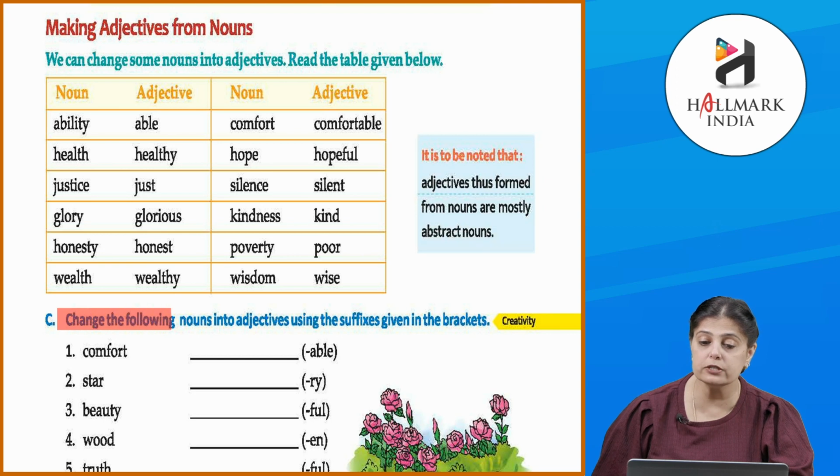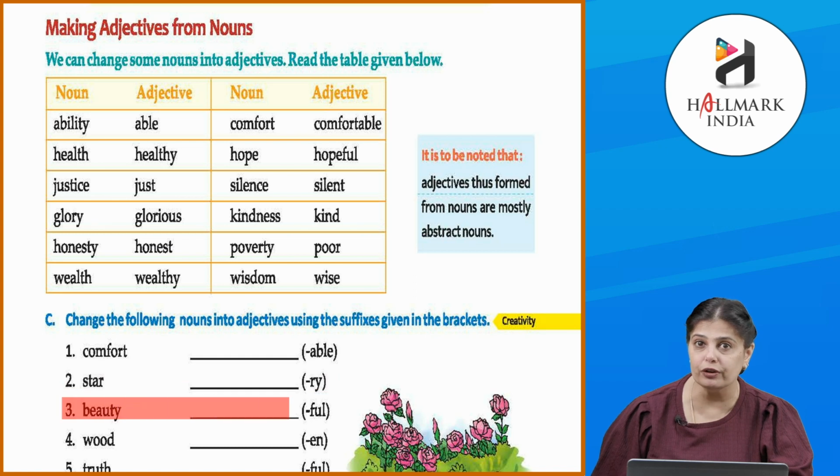Change the following nouns into adjectives using the suffixes given in the brackets. This will help you in your creativity. Okay? So for example, comfort, here able is written, you have got a hint, a suffix. So comfort, comfortable. Okay, star, starry. Beauty, beautiful. Wood, wooden. So quickly do the rest of the words as well, take your pencil and start writing them. Okay, children.